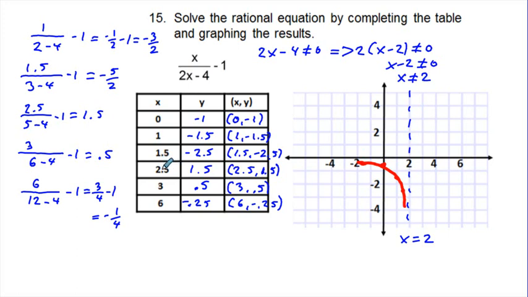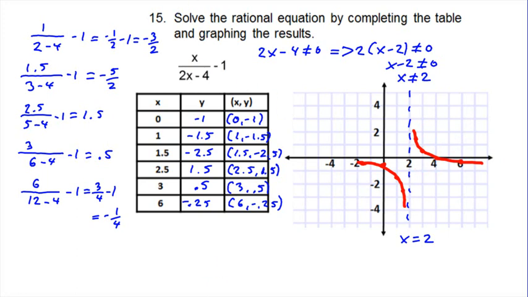Now these other values here we have, to the right we have 2.5, 1.5, so that's going to be right up here. Next we have 3, 0.5, that's going to be right here. And the last one we have here is 6, negative 0.25, so 6, negative 0.25 is going to be like this. So for this one we're going to be looking something like this. And that's going to be it according to the instructions.